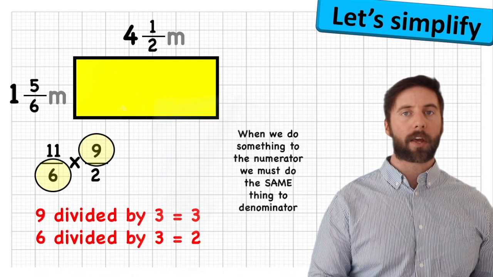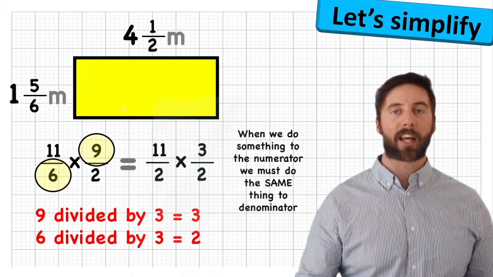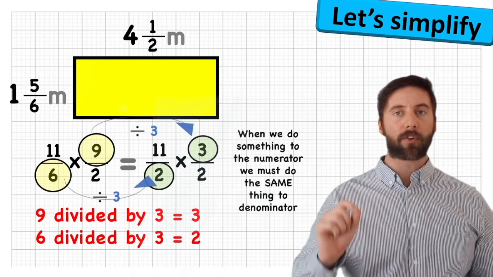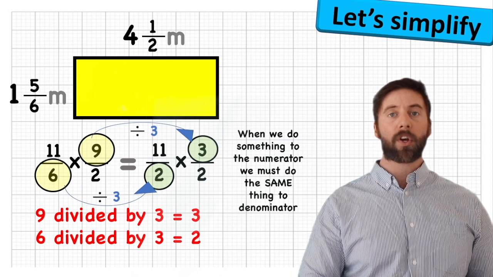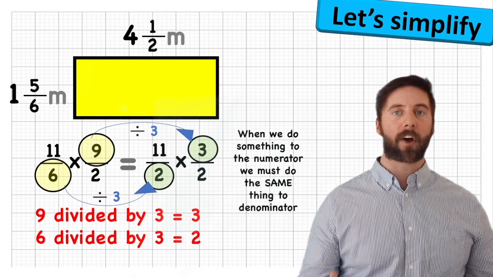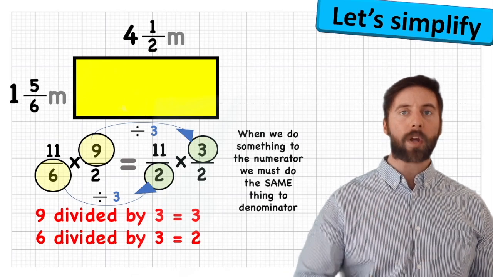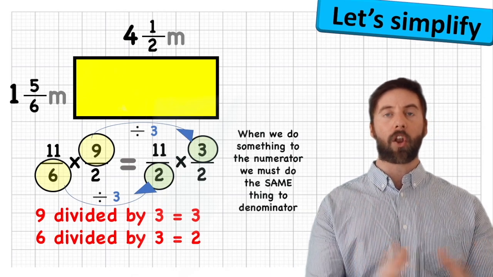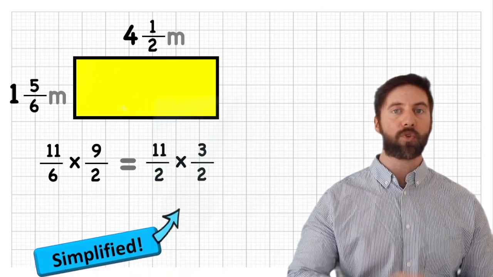So 9 divided by 3 is 3, so I can change that on that top row to a 3. But whatever I do to the top row, I must do it to the bottom row. So 6 divided by 3 is 2. Now sometimes you won't be able to simplify the question, but if you can, it's always worth doing because it makes our numbers a lot smaller and a lot more manageable to see and to use, okay?